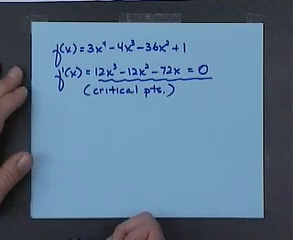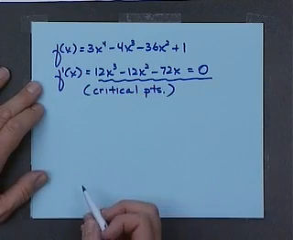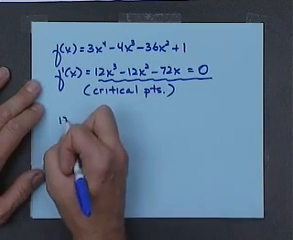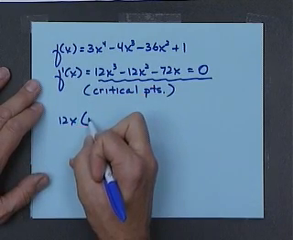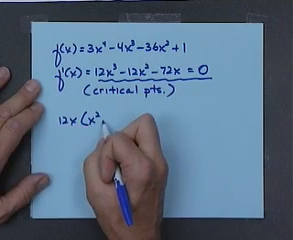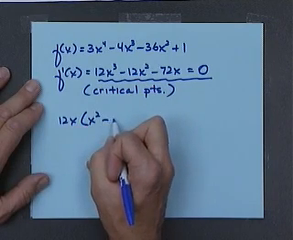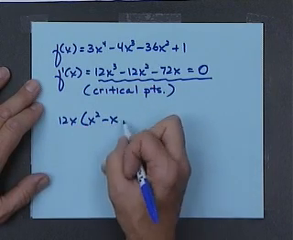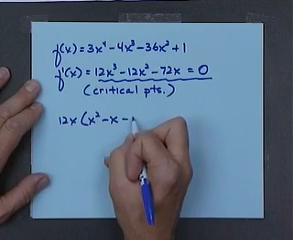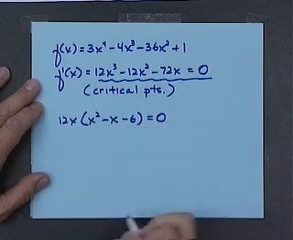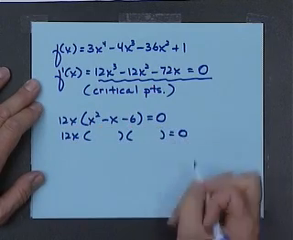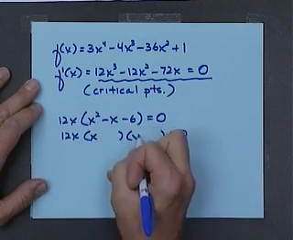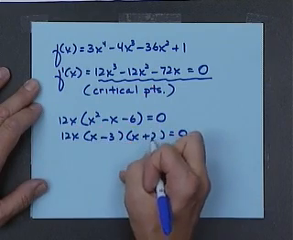What would help? Pull out an x. 12, take out a 12x, okay? And if we do that, that leaves us with x squared minus x minus 6. And let's factor that if possible. Minus 3 plus 2, yes.